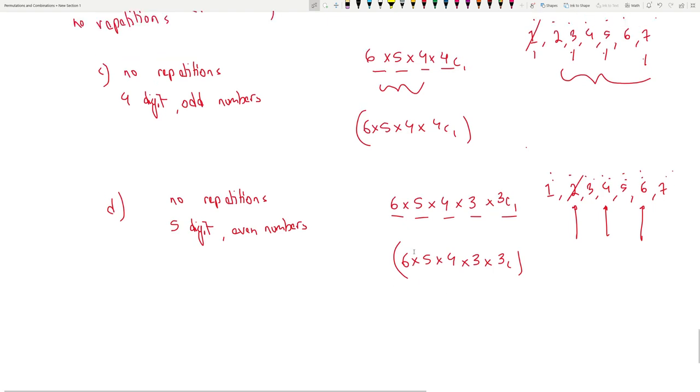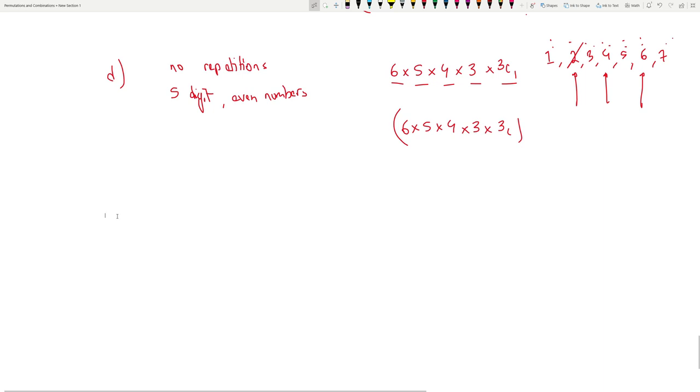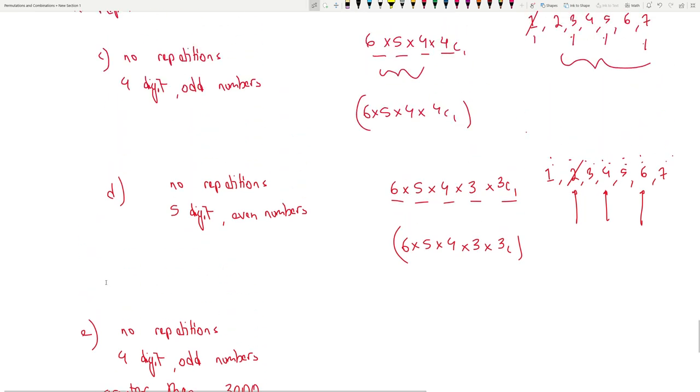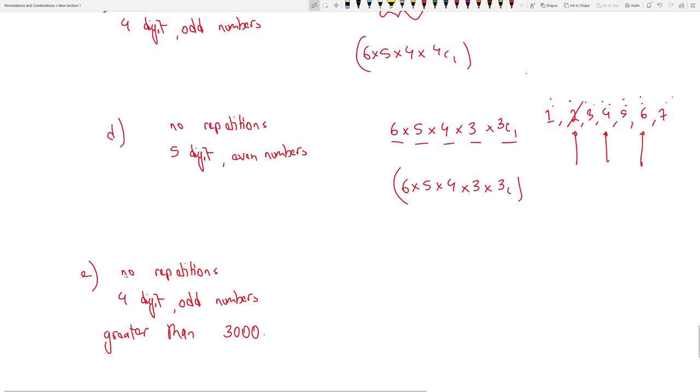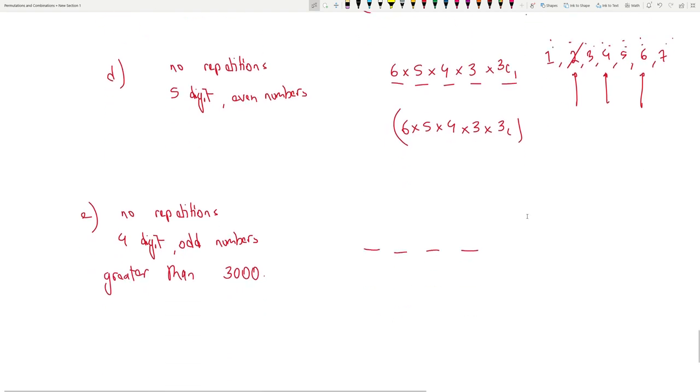You might have another condition. Okay. This is a bit complicated. Let's try this. This is the last variation that you might get. So no repetitions, 4-digit odd numbers greater than 3000. So this is the peak of difficulty for numbers that you might get. So 4-digit odd numbers, but it has to be greater than 3000. So basically the first blank cannot have 1 or 2 because it has to be greater than 3000. So it has to start with 3 at least.